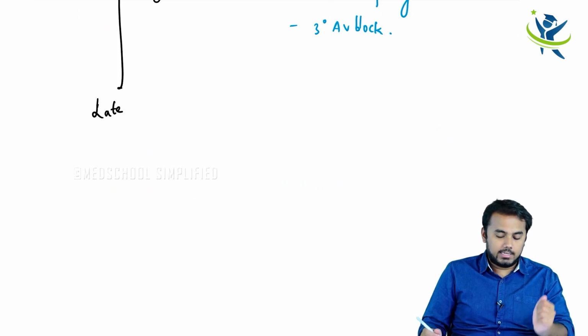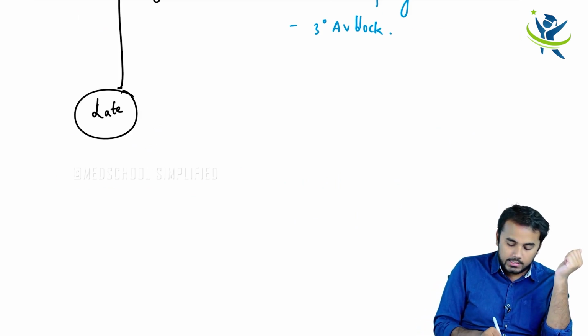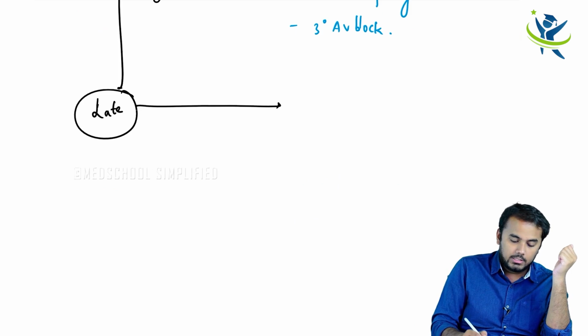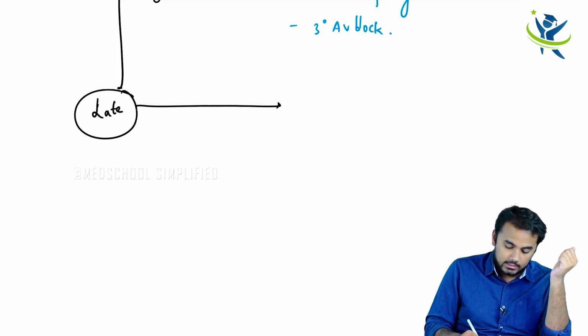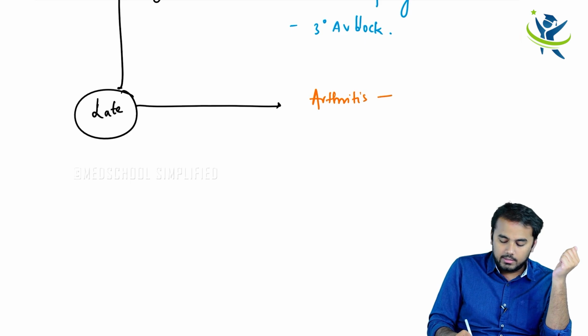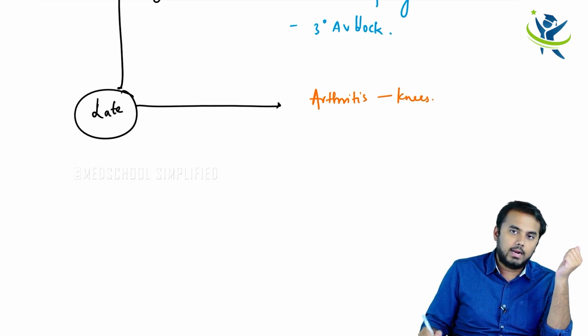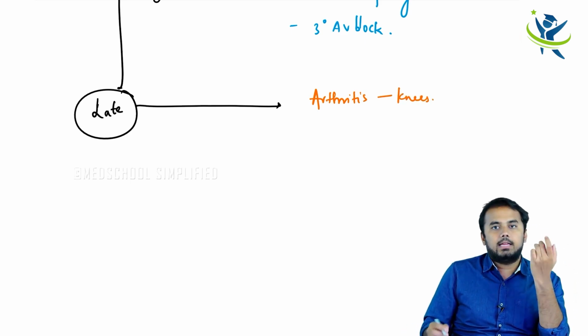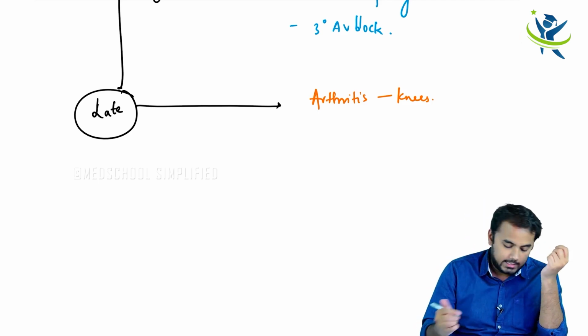There is a final stage, that is the late stage. So what do you basically find in this late stage, guys? You will find arthritis. Arthritis of what? Arthritis involving your knees. So this is the basic thing, and the diagnosis you do is by ELISA.